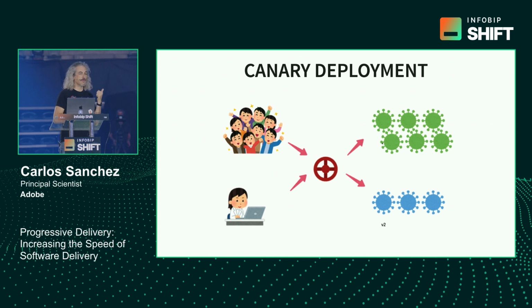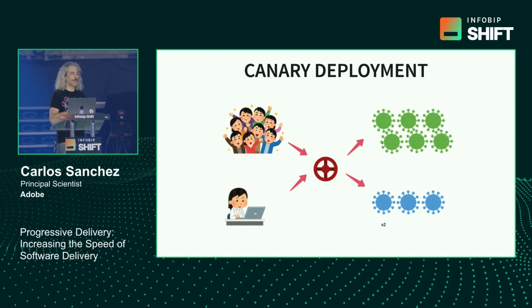Canary deployment has not been around so long, but it's the same idea. I have some users that go to the new version, some users that go to the old version. Typically, I would say I want 1% of my customers, users, to go to the new version, everybody else goes to the old version, and I keep increasing this percentage over time. And eventually, I get to 100%. How fast you do this, how often you do this, is up to you to decide.